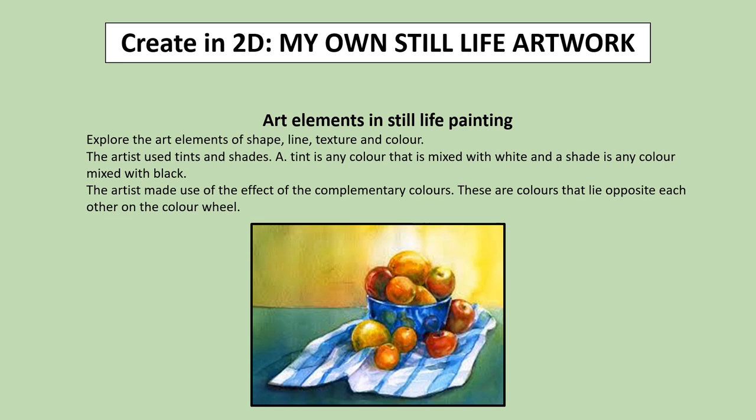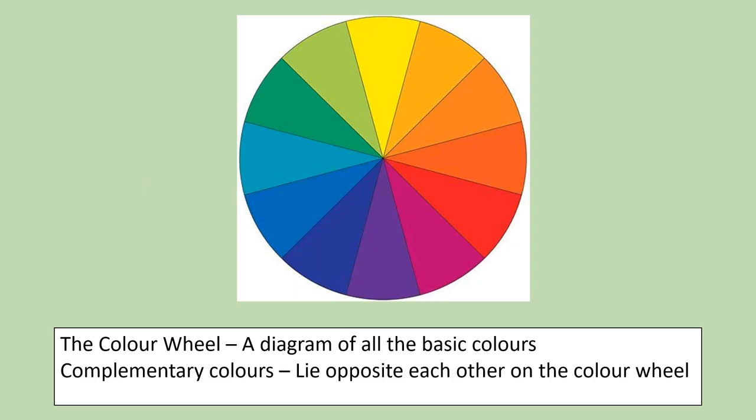The artist made use of the effect of the complementary colors. These are colors that lie opposite each other on the color wheel. Look at the example. The color wheel, a diagram of all the basic colors. Here you'll see the complementary colors. They lie opposite each other on the color wheel.